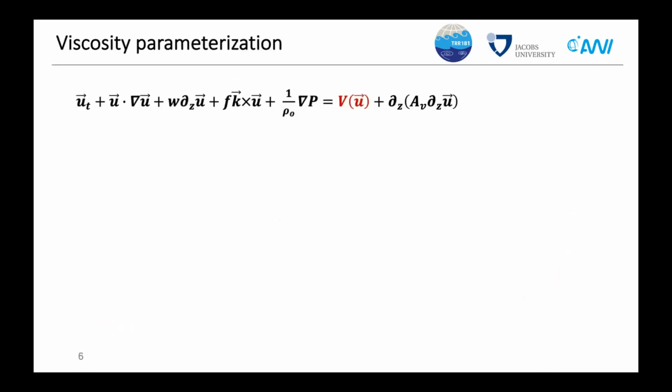So now I just briefly go through what I mean by viscosity parametrization. Again, this was also mentioned before, but this is your momentum equation. On the right-hand side is basically your parametrizations. On the left-hand side is all your dynamics, so Coriolis force, advection, and so on. And on the right-hand side, you have some operator V, which is your viscosity in the horizontal, and then you have a vertical viscosity as well.